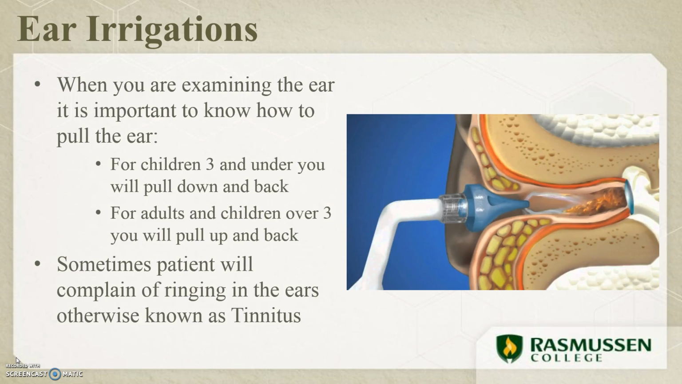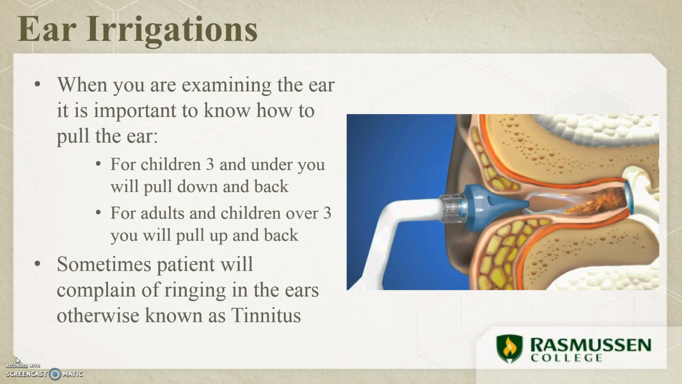Now, when we're talking about ear irrigations, this is necessary to remove any impacted earwax or foreign objects that should not be in the patient's body. You'll want to use warm water with a syringe to insert into the patient's ear. You will need to have access to the patient's ear canal, so in order to do this, we'll have to pull on the ear itself. For children who are 3 and under, you'll want to pull their earlobe down and back. And for those who are 3 and older, you'll want to take that earlobe and pull it up and back.